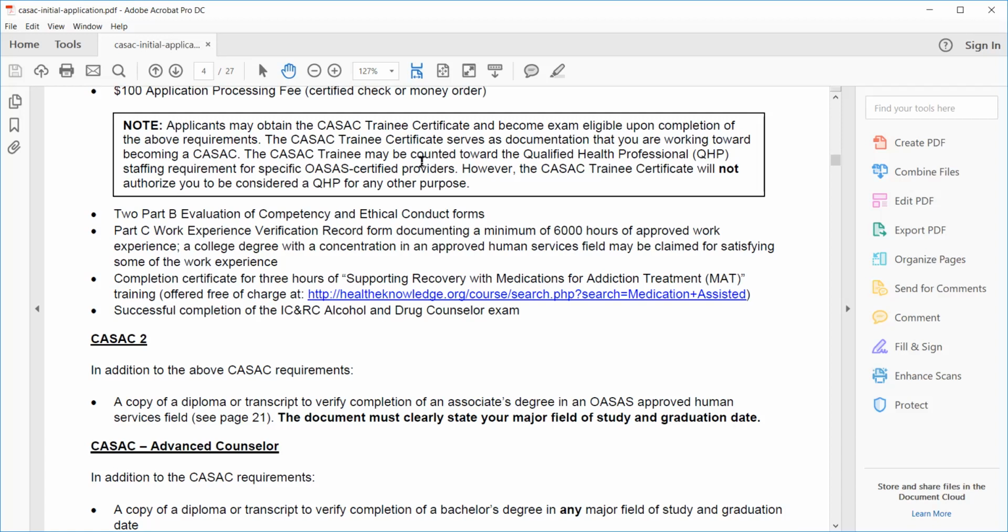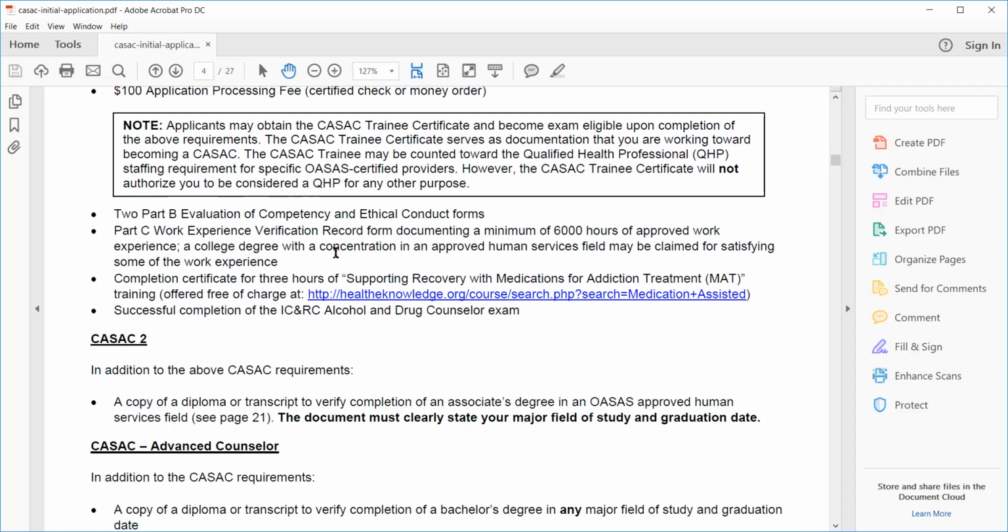All right. Now, the other thing that you are going to need, so now you're a K-Sac-T from that point forward. In order to transition from a K-Sac-T to a K-Sac, you have to get these Part B evaluations filled out. We'll talk about those in a minute. You have to get your 6,000 hours of work experience. You have been working on that every hour that you've been at your internship, and I'm going to show you where that form is to fill that out, okay?